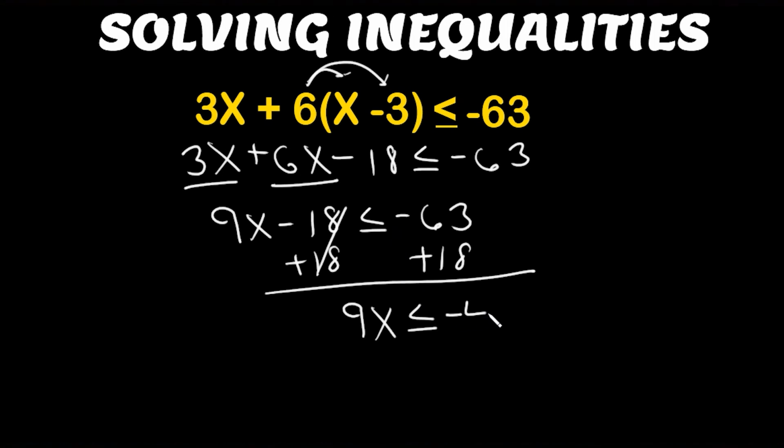So negative 45. And this is a good example because you're going to see what happens here. I'm going to have to divide by 9. Okay, so I'm dividing by 9. Now, a lot of students get tripped up here. You did not divide by a negative here.